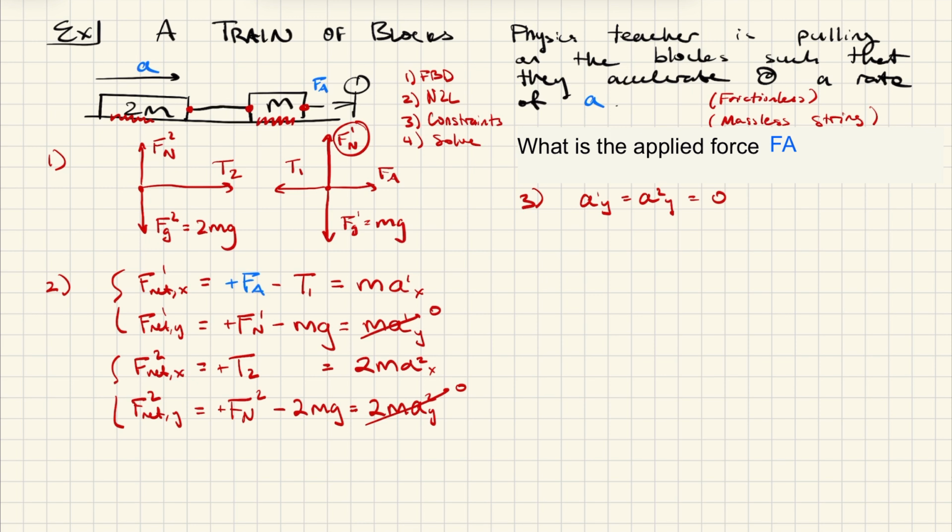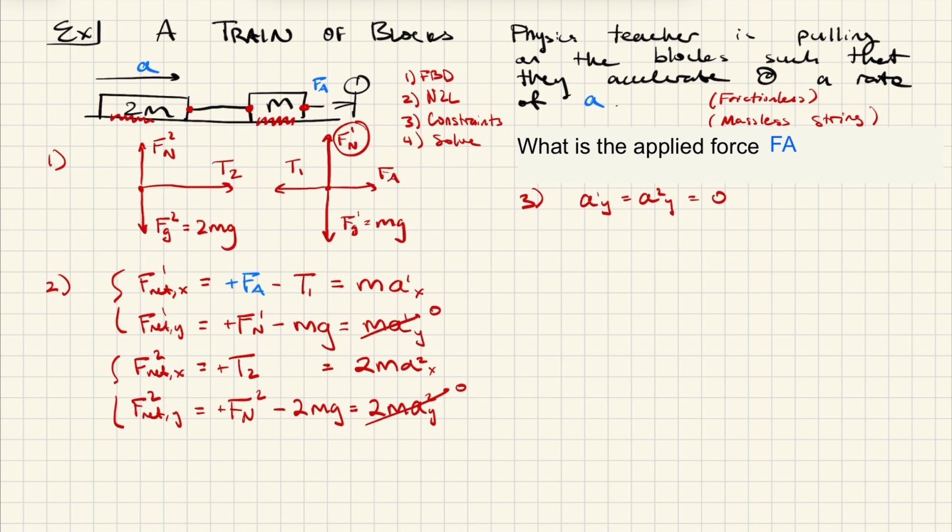Another constraint we can recognize comes from this massless string idea here, right? We know that if a massless string is applying a tension to two different things, then the tension has to be the same all throughout the entire string. We can't have different tensions on one side of the rope compared to the other.